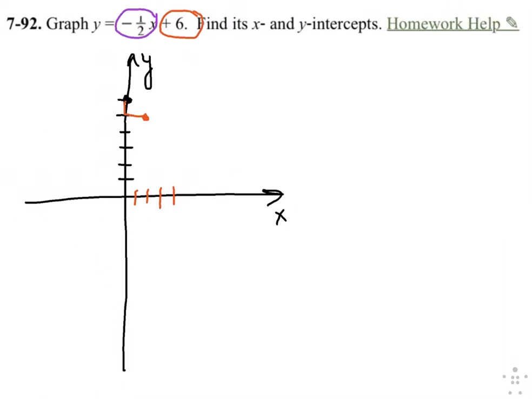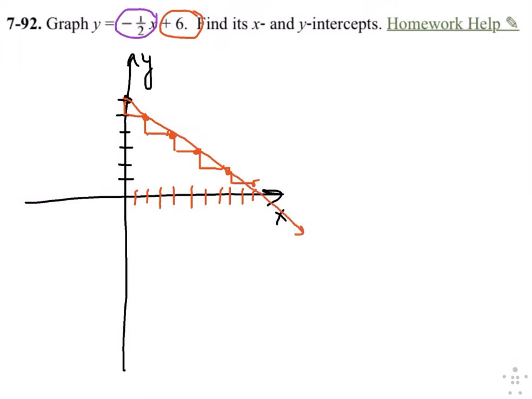I can go down 1 over 2, right? And put another point. And I could continue to do this. Down 1 over 2, put another point, right? 1, 2. Down 1 over 2, and down 1 over 2, right? 1, 2. I could keep doing it, but on paper you don't need to get that many points, right? You only need a few points.